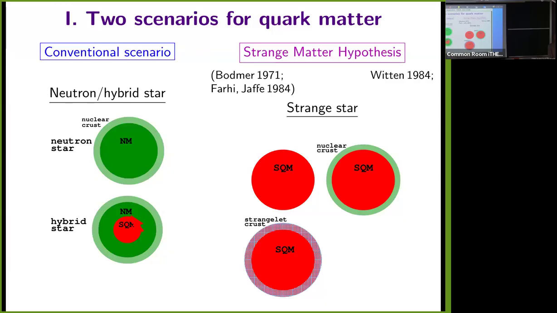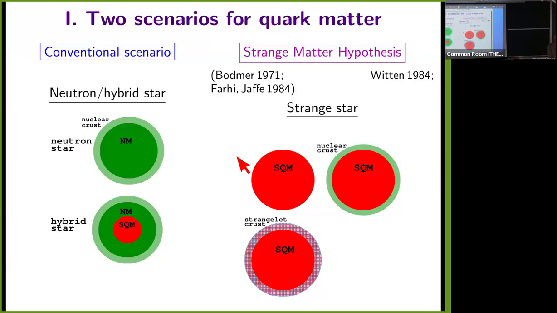Now, one way you can get quark matter is if the middle of the star gets dense enough, then you may get quark matter in the middle. I'm calling that SQM, strange quark matter, and that's called a hybrid star. So this is one place you might get quark matter. But then there's another scenario, which will be relevant for some of what we're talking about today, and that is the strange matter hypothesis, going back to the 70s and 80s, where you have a strange star, which is strange quark matter in its entirety.